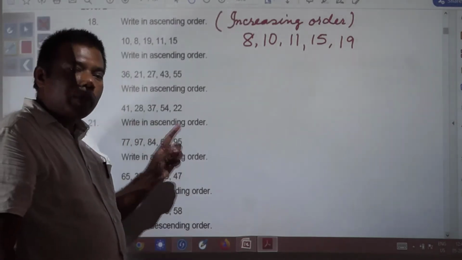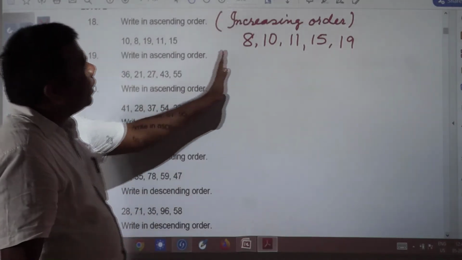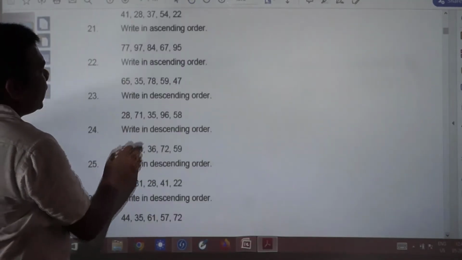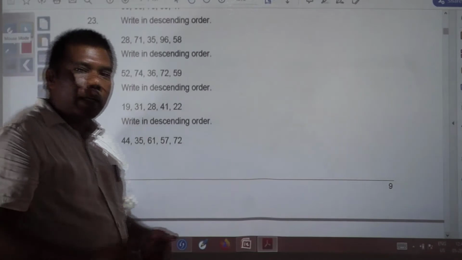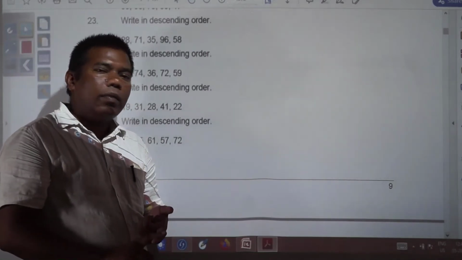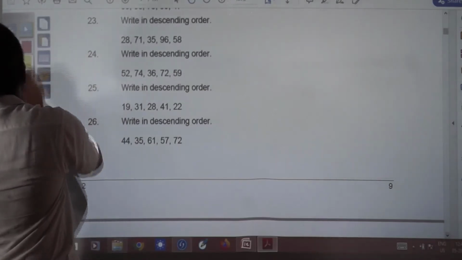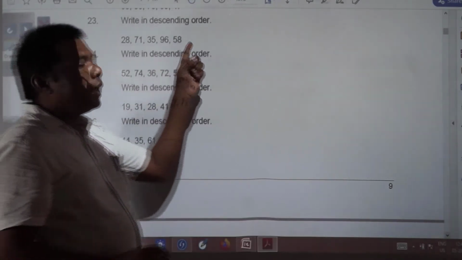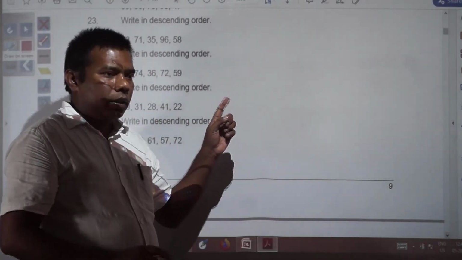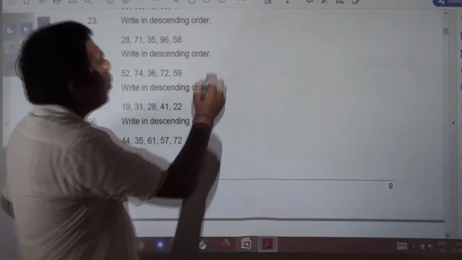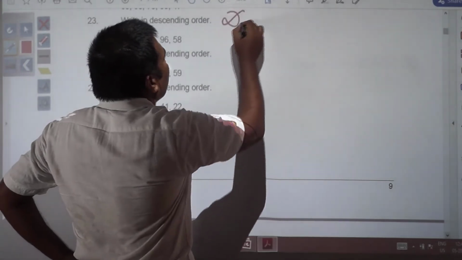You find out which one is the smallest one and then you start writing. Next you have descending order, just opposite of that. Just opposite of ascending order is called descending order. So in descending order what we do? We write the biggest number first. So biggest to smallest if you are moving, that is called descending order or decreasing order.